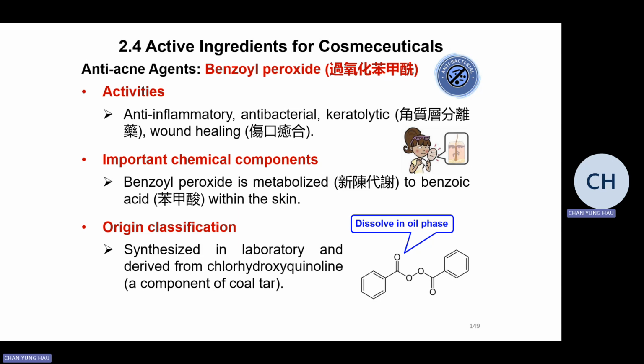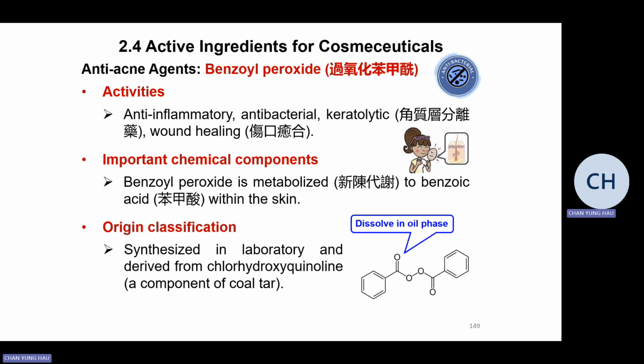Let's go back to part 4 of chapter 2. In the last part, we have been talking about different types of ingredients for cosmeceuticals, for example, skin lightening agents, anti-inflammatory agents, and agents that improve our skin barrier functions. So let's continue with different types of active ingredients for cosmeceuticals.